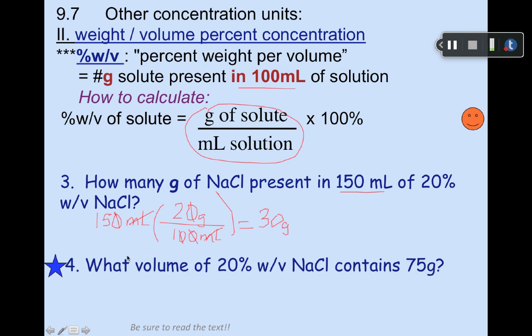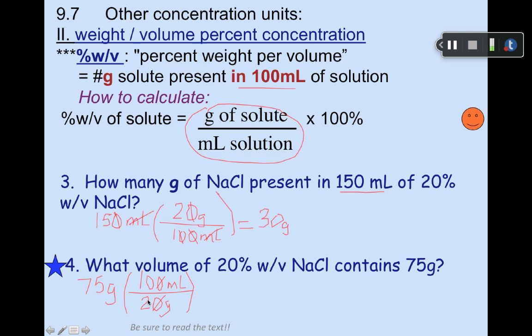All right, what volume of 20% weight per volume sodium chloride contains a certain amount, namely 75 grams? Again, a conversion factor. So let's set it up as a conversion problem. Start with a known value that is not a conversion factor, in this case grams, and then use the 20% weight per volume as the conversion factor. But this time, the 20 grams needs to go on the bottom because the grams will have to cancel. And then we're putting our 100 milliliters on top, and we're going to get a milliliter answer. And let's see, what can cancel out? Simplify these things before you hit your calculator. You save yourself a little bit of trouble.